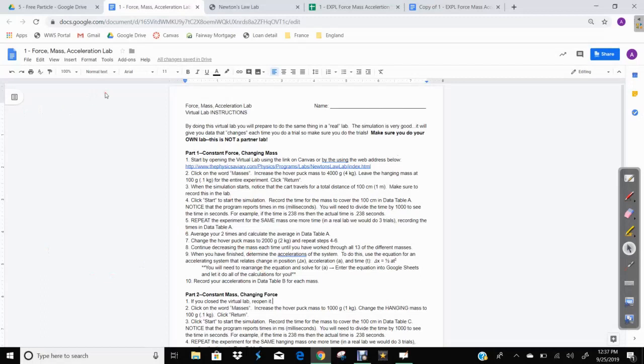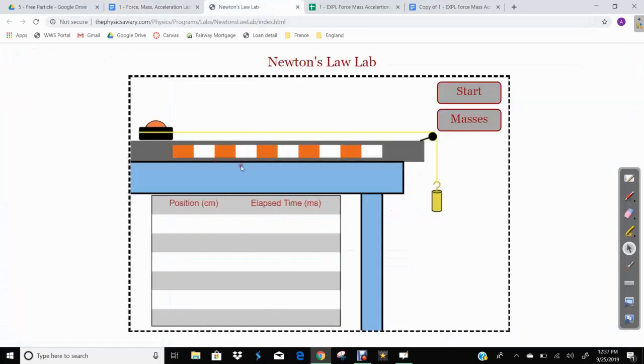Today I'm going to be going over the Force, Mass, and Acceleration Virtual Lab. I'm not going to go over much of the data collection. The instructions are in the instructions. Follow the steps. You will need to click on this link here that will take you to this website where you will actually perform your experiment.